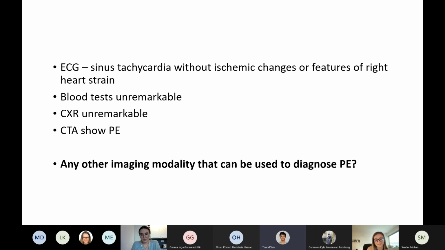Ultrasound, maybe, but I don't know if you could see anything there. No, you're actually right. So basically, to diagnose a pulmonary embolism indirectly, you can do, as you said, an ultrasound, like an echo of the heart.